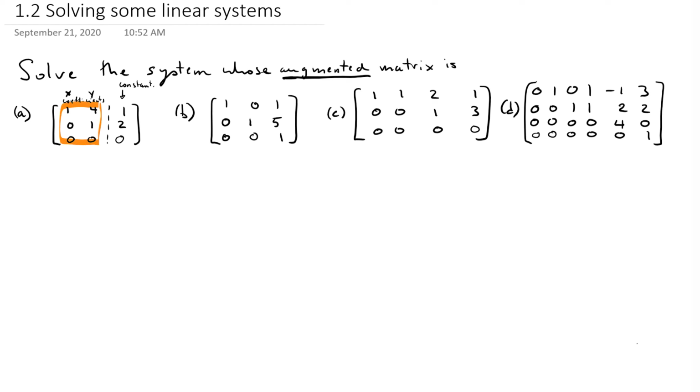So let's write in A the corresponding equations. Okay, so I've got 1x plus 4y equals 1. I've got 0x plus 1y equals 2. Now 0x is going to be 0, whatever x is, so usually we won't write that down. And 1y is just y, so I'll simply write y equals 2. The last equation reads 0x plus 0y equals 0.